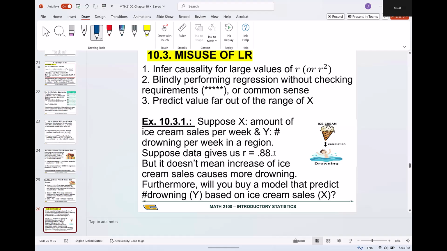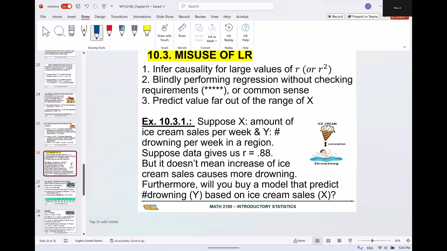And another common misuse is that you predict a value that is far outside the range of x. Okay, then it will not be robust. In order to make a good prediction, your x should be close to, and belong to, the range of the data collected. So these are some common misuses.